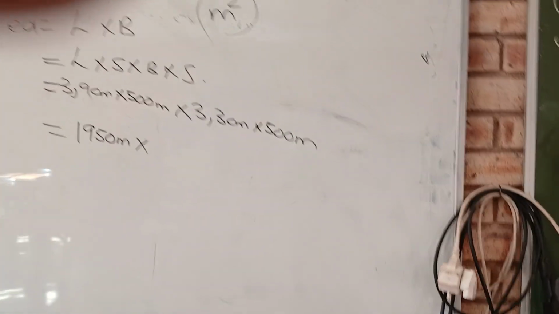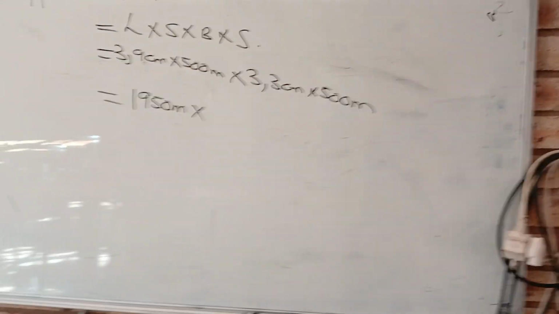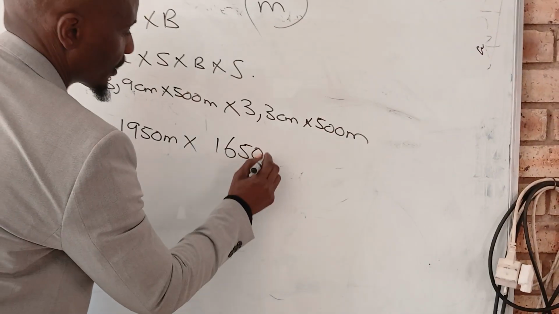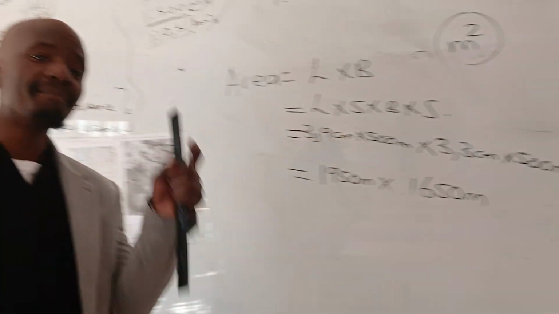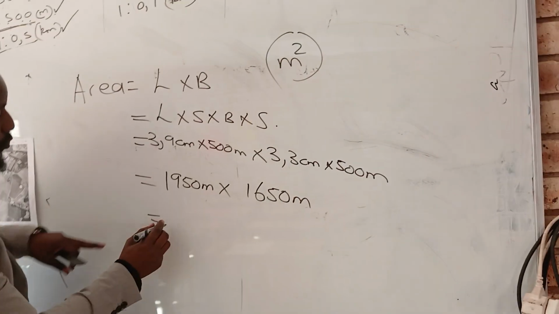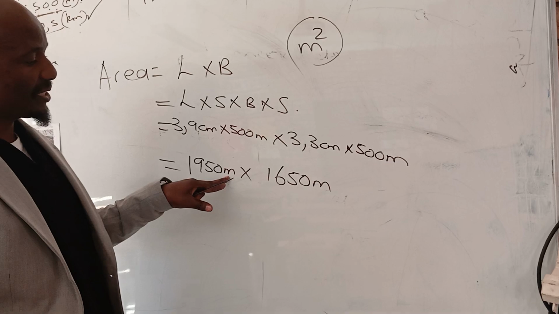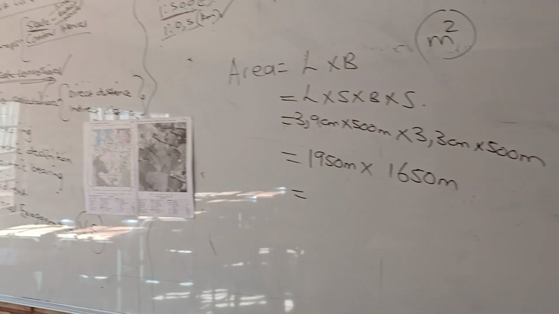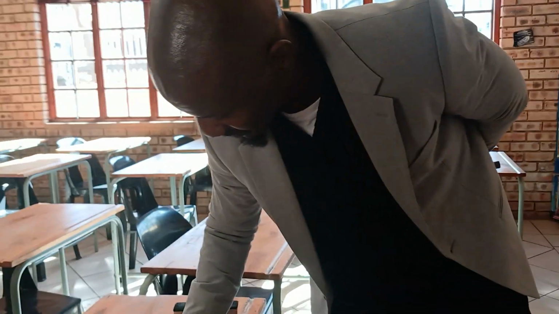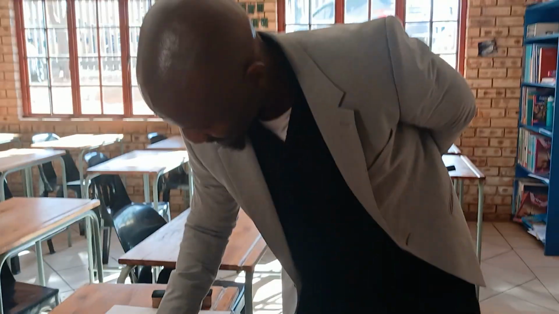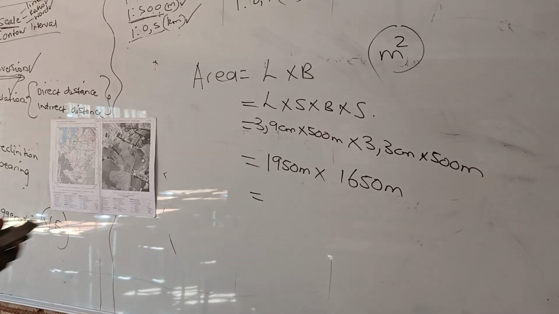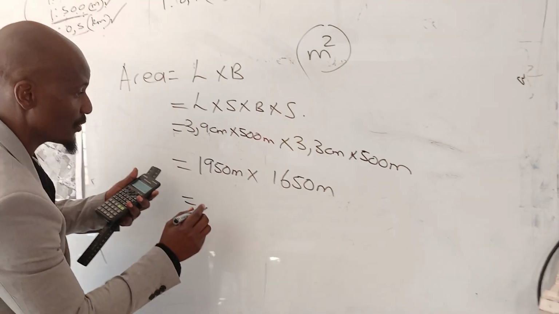3.3 multiplied by 500 is 1,650. Okay, remember both are in meters. Then you have to multiply these two now: your 1,950 meters multiplied by 1,650 meters. I'm going to use my calculator to do that. 1,950 multiplied by 1,650. We are going to get, remember the answer is supposed to be in square meters.